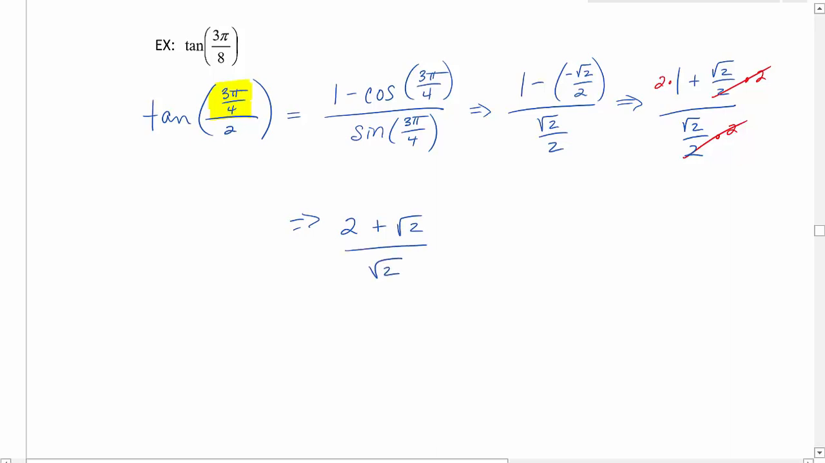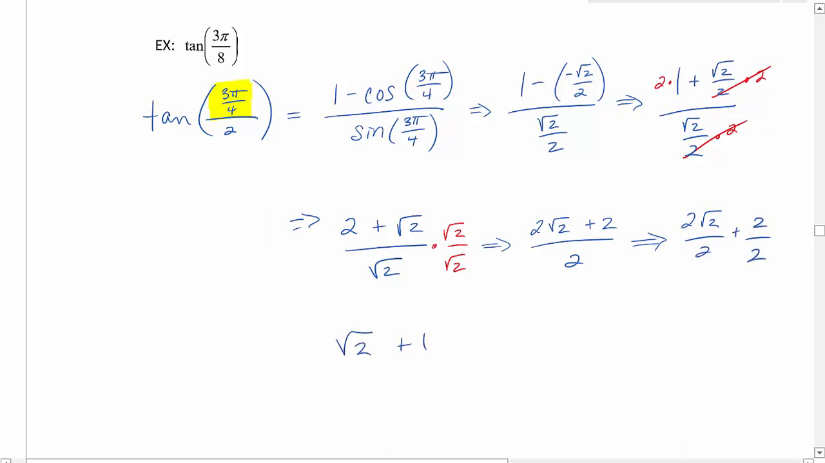Now this one I'd probably rationalize just because it's going to be easy to rationalize. So it's going to give us 2 square root of 2 plus 2 all over 2, which we can break up into 2 separate fractions and simplify to give us a final answer of square root of 2 plus 1.